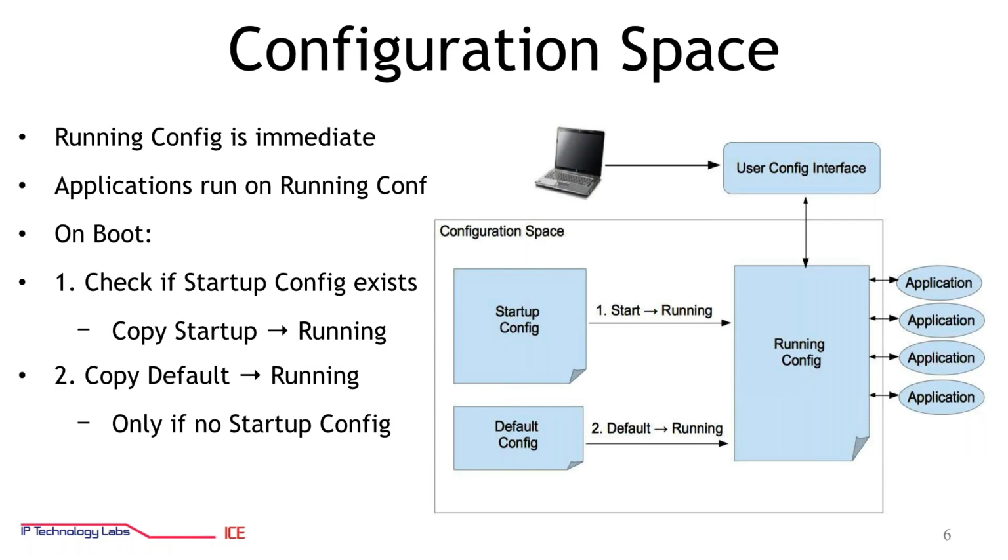So the configuration within the device, all configuration changes are immediate. So if I change an IP address, if I change a configuration option on the tunnel interface, that change happens immediately within the device. The configuration change that you make is pushed into the running config. All the applications within the device are operating based on the running config within the device. When a device boots up, it checks to see if there's a startup config. If there is a startup config, it copies that startup config to the running config, and then starts up all the applications based on that.